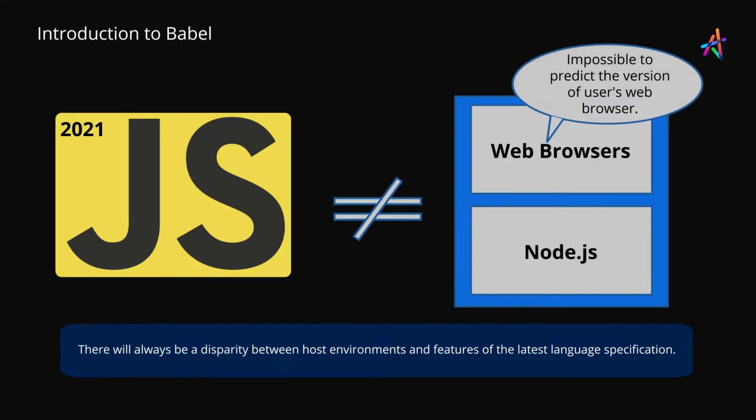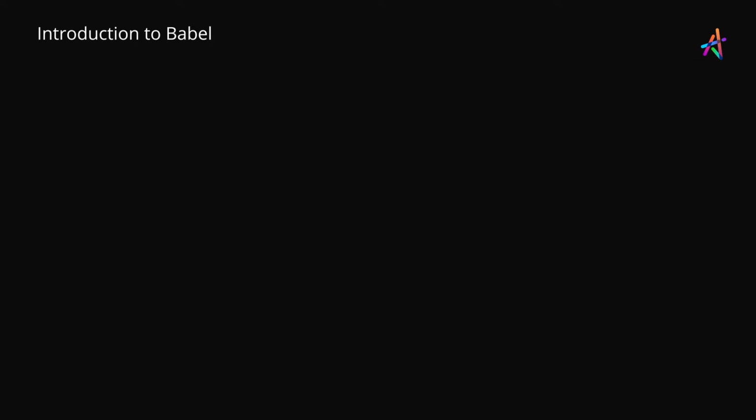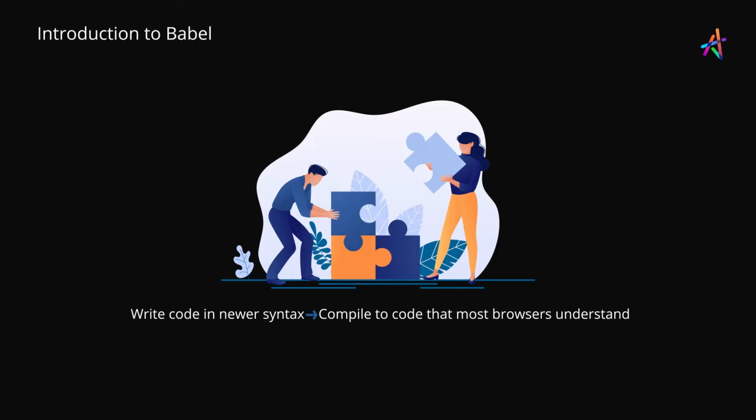In the case of web browsers, it is very difficult to predict because every user has access to a different version of popular browsers, and you can never be sure if your code will run properly or not. A possible solution is to write code in a newer syntax using all the latest bells and whistles of the language and then compile down the code to a version of JavaScript that is universally supported across all major browser versions. This way you get to work with the best of JavaScript and still ensure your code runs everywhere.